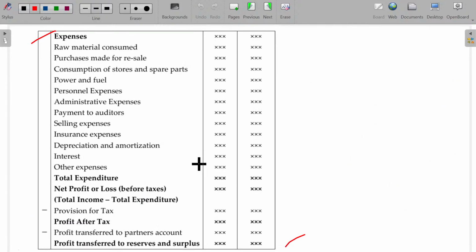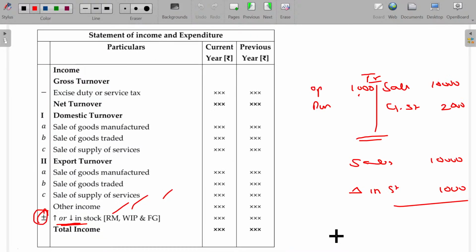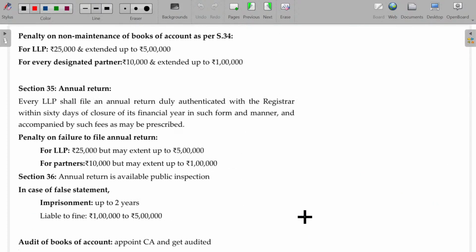In case of expenses, raw material, purchases, power and fuel, all these expenses. Then from that, you can subtract the tax and profit transfer to the partner's account. That's the order you have to follow. All the debit items are shown in this block. Credit items are here. In that credit item, the format is slightly different. Right. Let's try to solve this one.